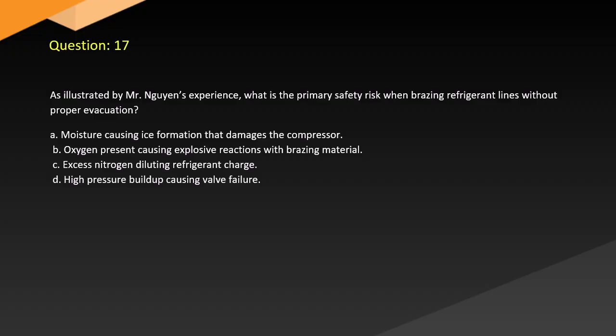Question 17. Illustrated by Ewan's experience, what is the primary safety risk when brazing refrigerant lines without proper evacuation? A. Moisture causing ice formation that damages the compressor. B. Oxygen present causing explosive reactions with brazing material. C. Excess nitrogen diluting refrigerant charge. D. High pressure buildup causing valve failure.